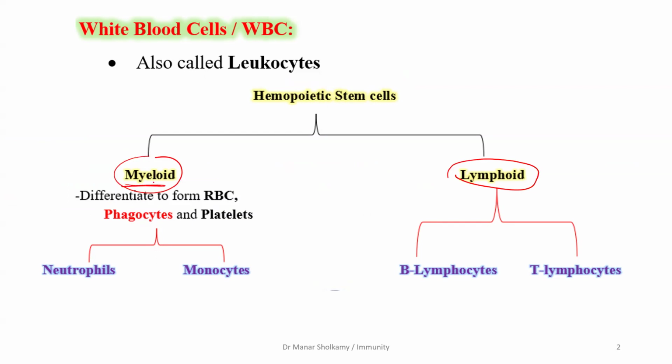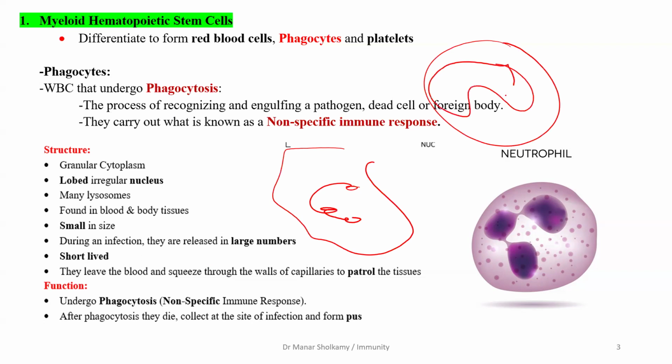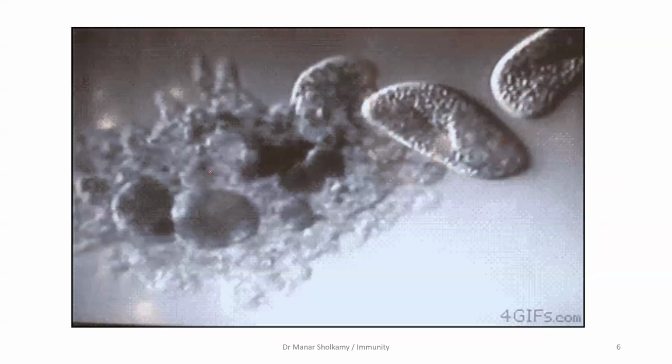The myeloid will give you the phagocytes. And the lymphoid, from the name, they differentiate into the B lymphocyte and the T lymphocyte. So I don't think we missed anything. And the structure, the neutrophil is irregular with a lobed nucleus. And the macrophage has a kidney-shaped nucleus. It's the biggest. That's why it's called macrophage. And the lymphocyte is circular with a large central nucleus. This is the lymphocyte. I think you know those, and you know phagocytosis very well.